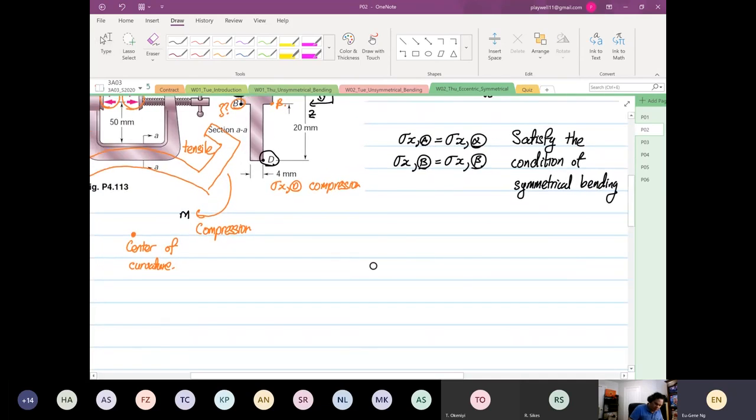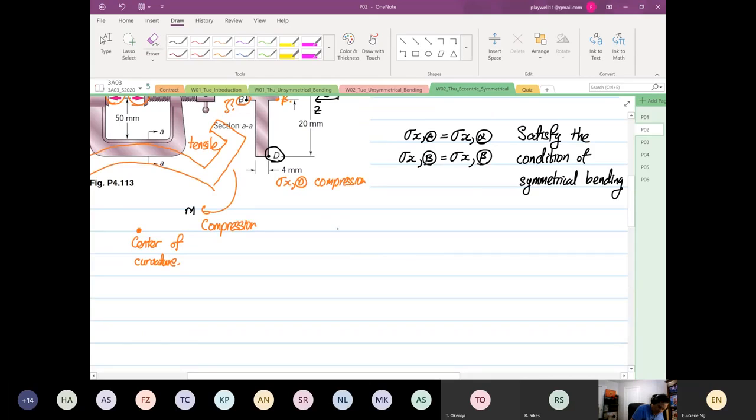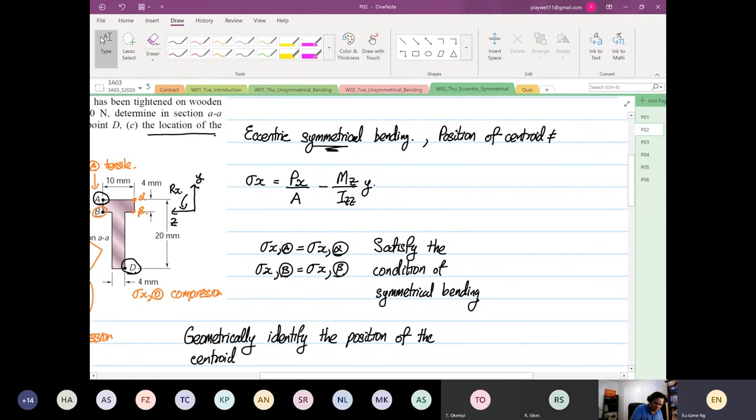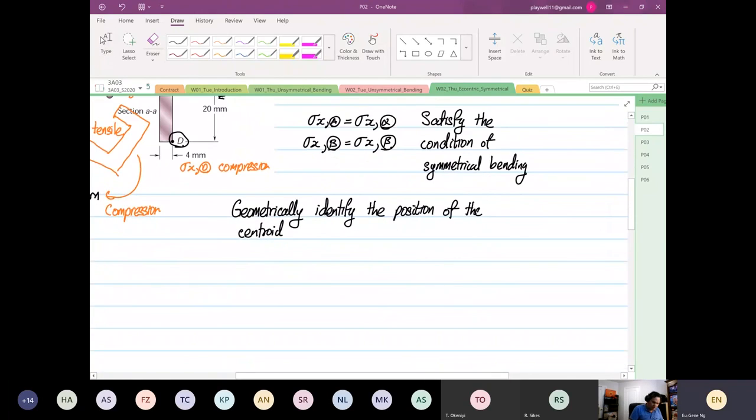So first thing of all, we are going to geometrically identify the position of the centroid. And for this case, where we say that it's eccentric loading, we also know the fact that the position of the centroid is not the same as the position of the neutral axis. We are aware of that. Okay. Right.